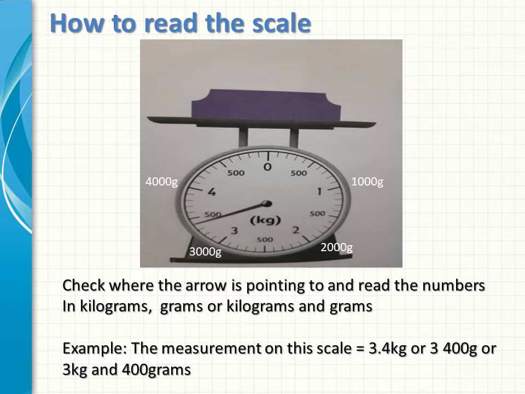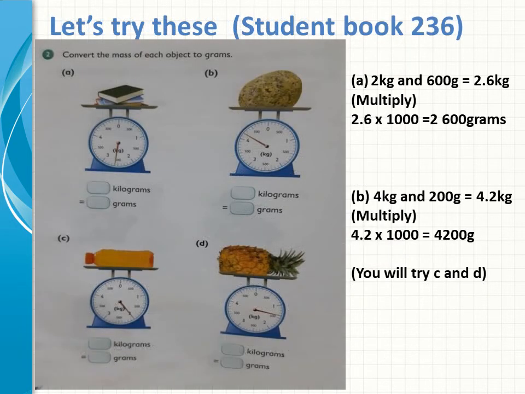Okay, now I know you understand how to read the scale. Let us see some of the exercises. All right, we will try from our student book page 236. I will just try a few questions for you and then you can try the other ones. I'll take 2 and you will solve the remaining 2. Look at A. You have some books and we want to measure the mass of the books.